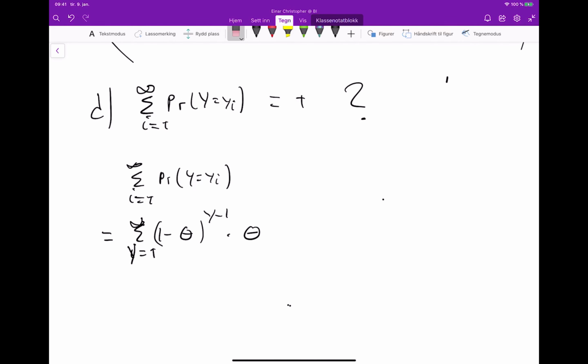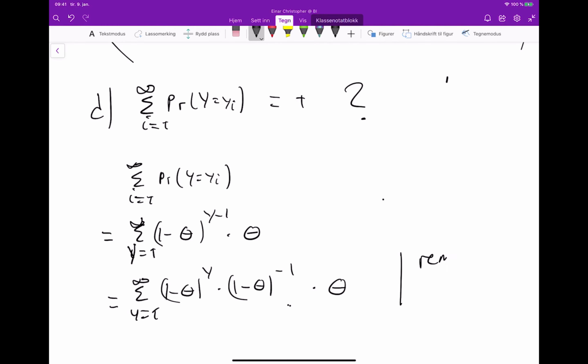And this is the same as the sum y equals 1 to infinity, (1 minus theta) to the power of y times (1 minus theta) to the power of minus 1 times theta.